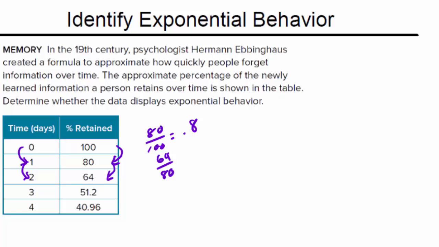Remember, if it's exponential, it'll have a common multiplier. So 64 divided by 80 comes out to 0.8 again. So it's 0.8, 0.8, and then if I go up one more time, I will have another 0.8 multiplier. So this data does display exponential behavior.